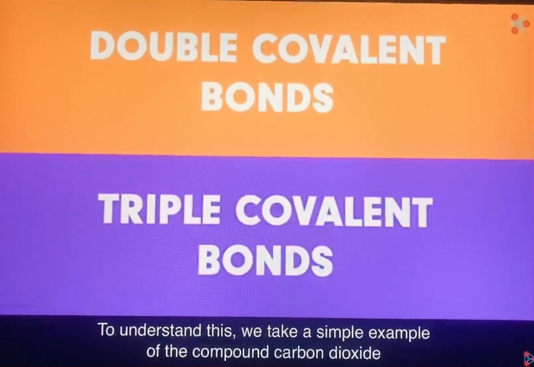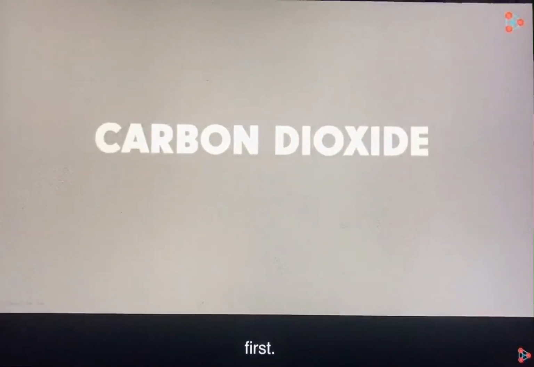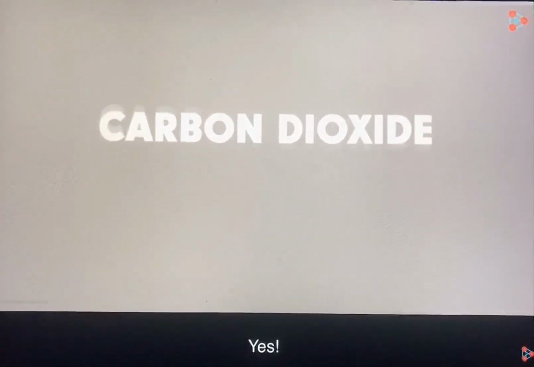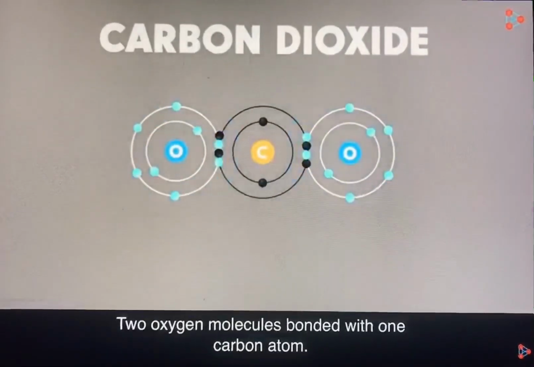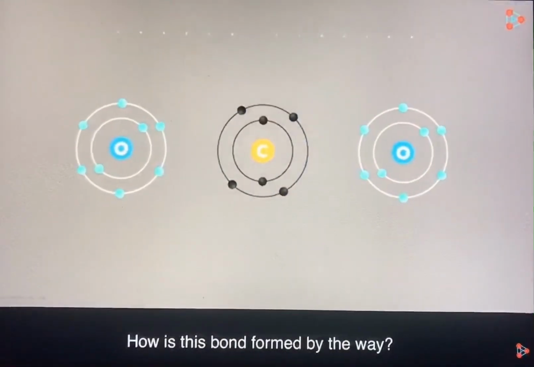To understand this, we take a simple example of the compound carbon dioxide. Can you draw the typical molecular structure of carbon dioxide? Yes, it appears somewhat like this: 2 oxygen atoms bonded with 1 carbon atom. How is this bond formed, by the way?